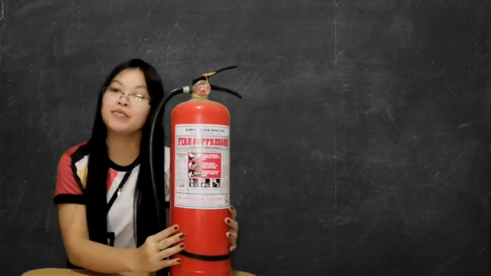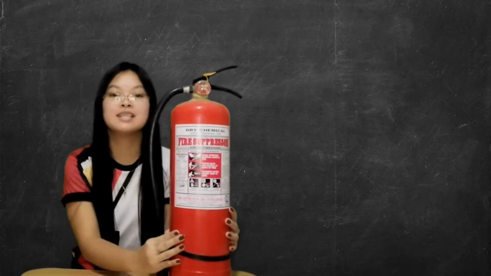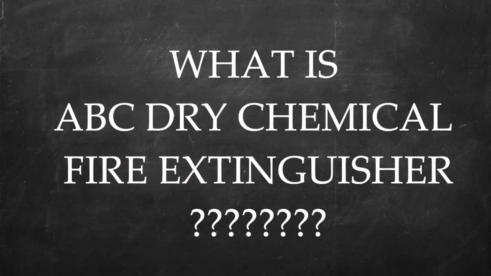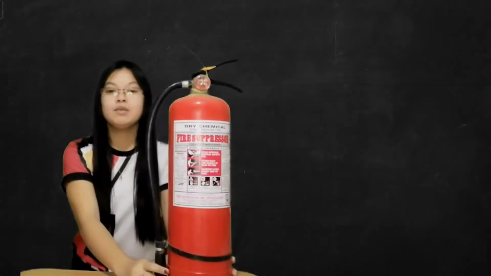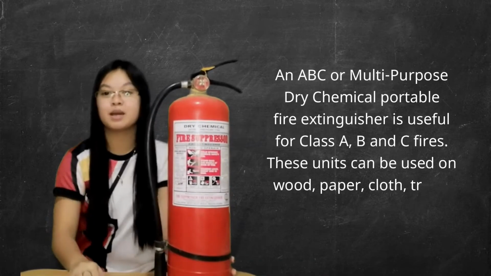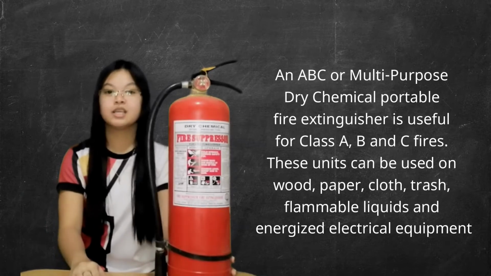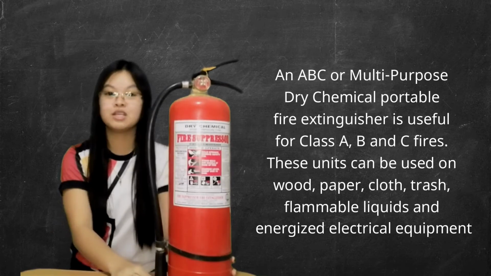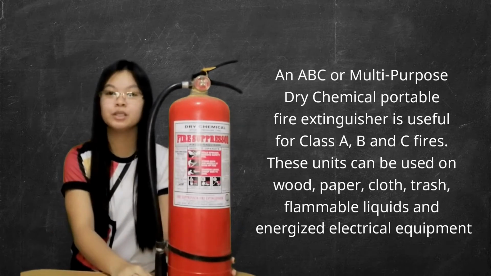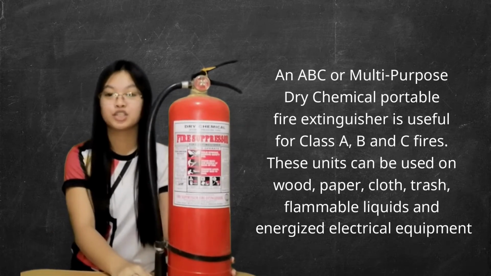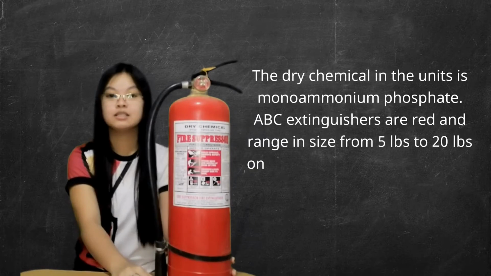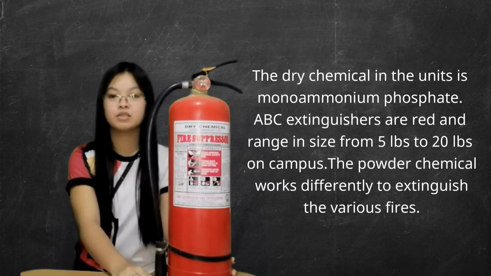Hola! The fire extinguisher I have right now is an example of an ABC dry chemical fire extinguisher. ABC or multi-purpose dry chemical portable fire extinguisher is useful for Class A, B, and C fires. So these units can be used on wood, paper, cloth, trash, flammable liquids, and energized electrical equipment. The dry chemical in the units is monoammonium phosphate.